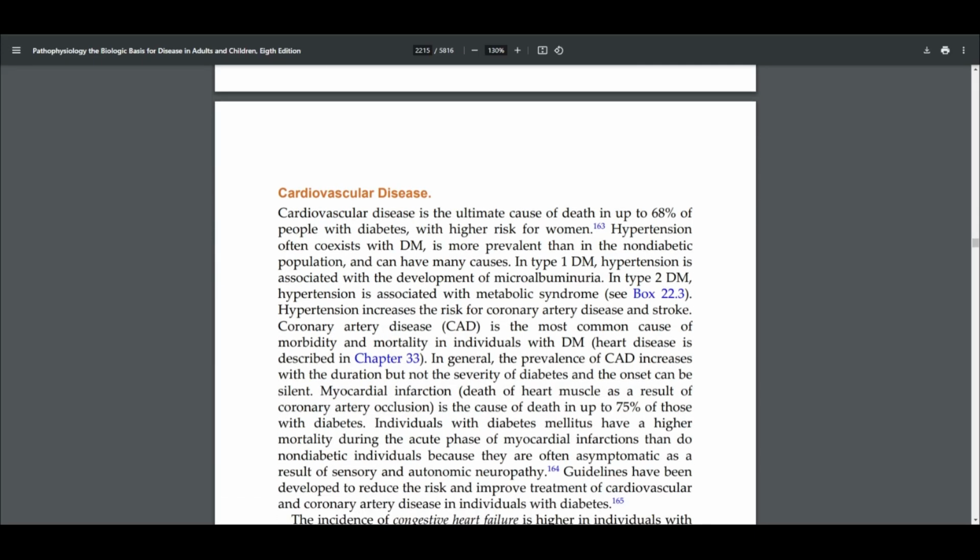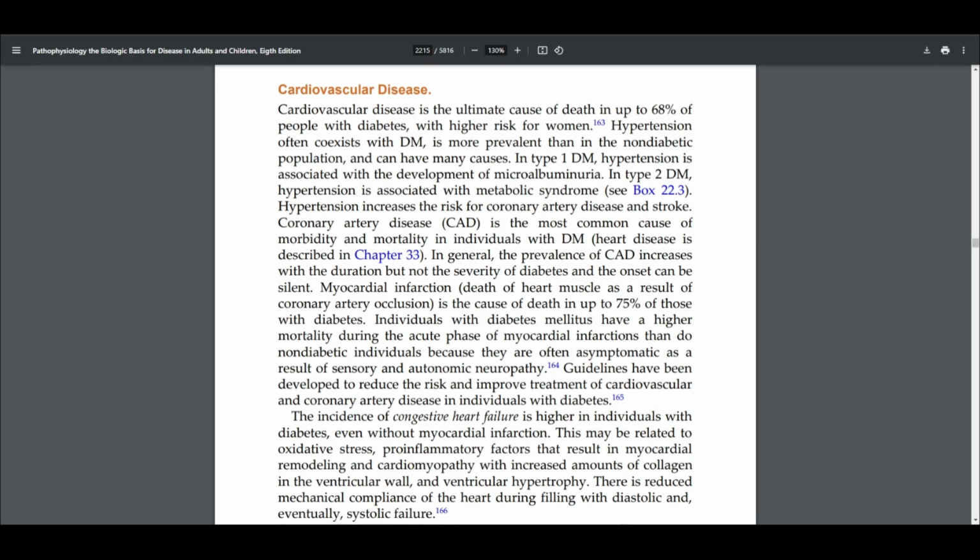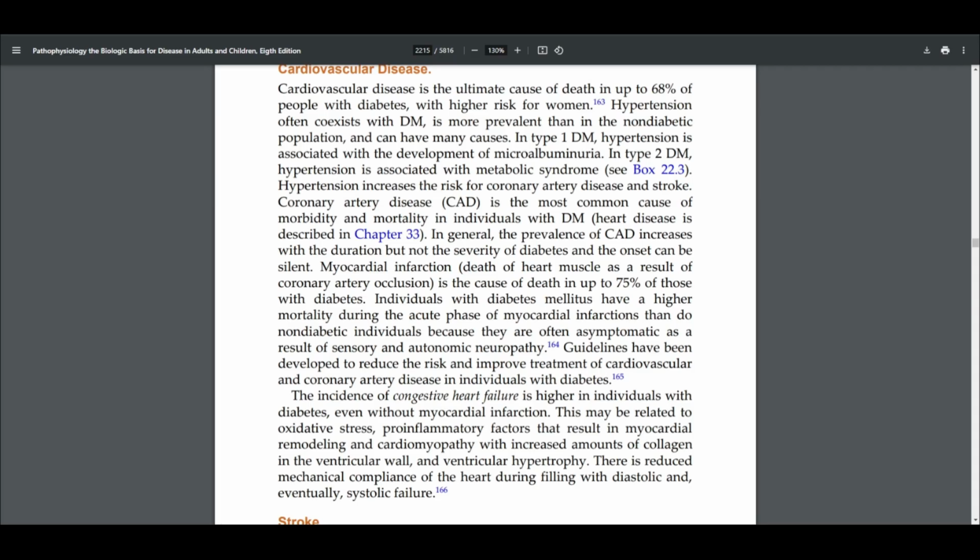Cardiovascular disease is the ultimate cause of death in up to 68% of people with diabetes, with higher risk for women. Hypertension often coexists with diabetes, is more prevalent than in the non-diabetic population, and can have many causes. In type 1 diabetes, hypertension is associated with the development of microalbuminuria, and in type 2 it is associated with metabolic syndrome. Hypertension increases the risk for coronary artery disease and stroke.